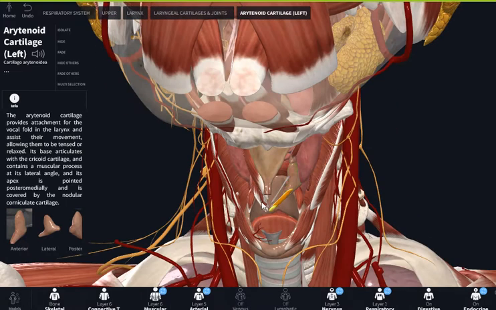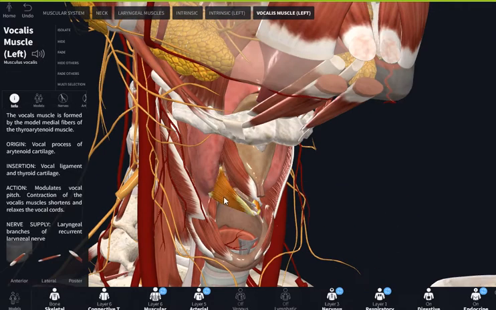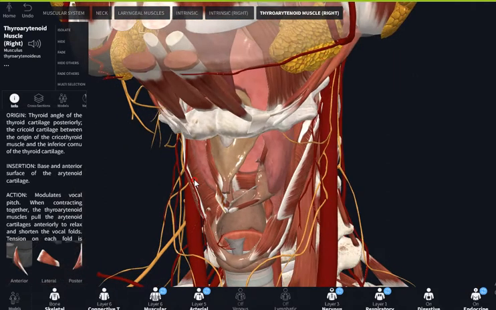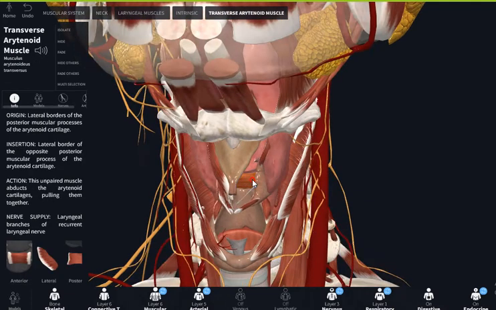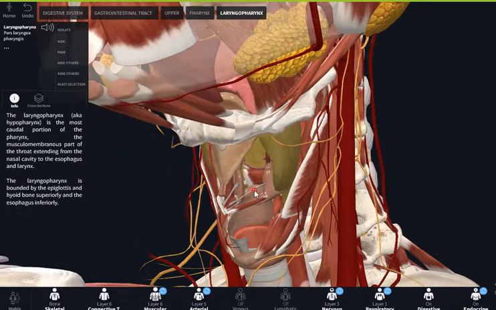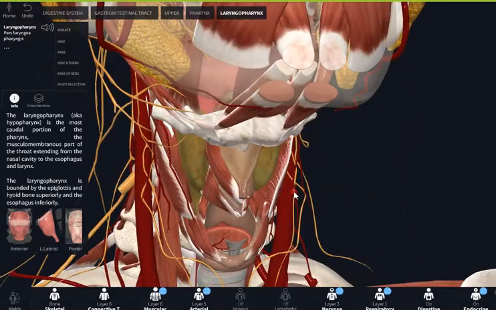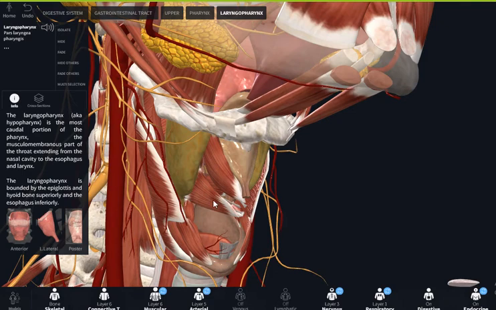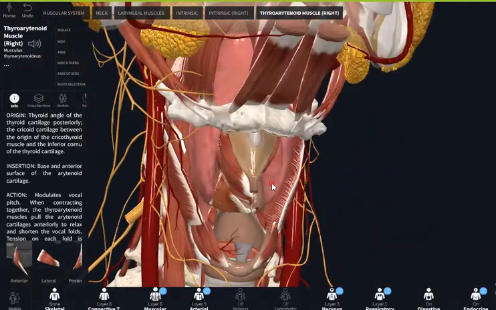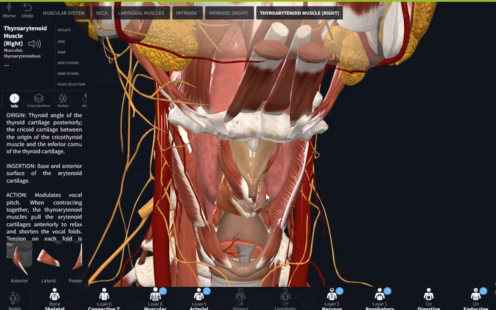The muscle here is going to be the vocalis, and this particular muscle here is the thyroarytenoid muscle. The thyroarytenoid muscle, you think already, is going to push the vocal cord and make sure that there's movement of the vocal cord. There's also this other muscle here, the transverse arytenoid muscle, which is going to cause an abduction of the vocal cord. So we have already seen the thyroarytenoid muscle, the transverse arytenoid muscle, and the posterior arytenoid muscle, which we cannot see from here. These are the different muscles which are involved in the larynx.